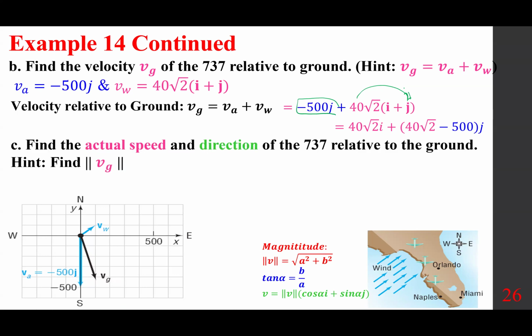Now, find the actual speed and direction of the 737 relative to the ground. In other words, when they say speed, find the magnitude, which is square root of a squared plus b squared. So what do we need to find? Check this out. This we can find. The magnitude we can find.